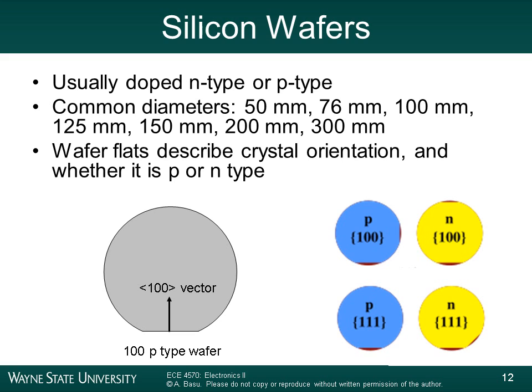This is not too important for the purpose of this class. For most electronic devices, 100 wafers are used. And this is just a notation. Instead of actually writing on the wafer that this is a P-type 100 wafer, which would end up scratching the wafer, the notation that they use is something called a wafer flat. They cut one side of the wafer like that. If there's only a single flat on the wafer, that means it's a 100 P-type wafer. A 100 N-type wafer will actually have one big cut here and another big cut on the opposite side.